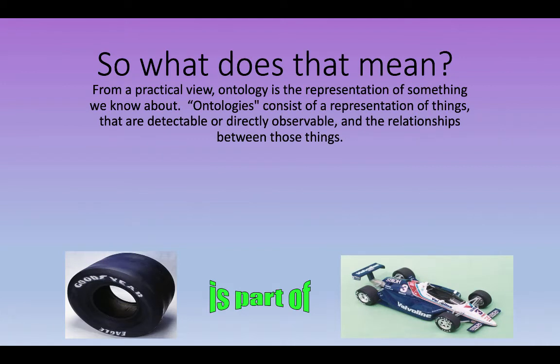Well, from a practical view, ontology is the representation of something we know about. Ontologies consist of representations of things that are detectable or directly observable. And often they also tell us the relationships between those things. So if we saw a wheel, we would say a wheel or a tire is a part of a car. That is an ontology. I defined what a tire is, I defined a car, and I defined their relationship.